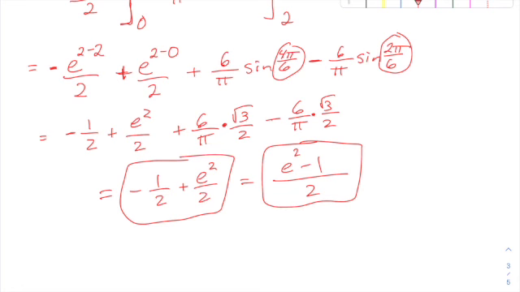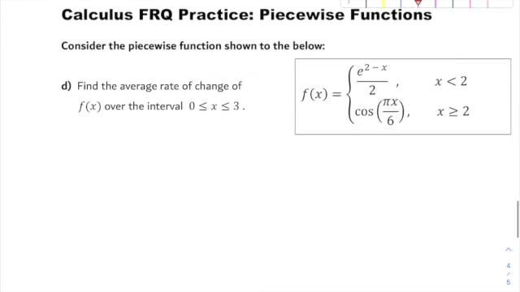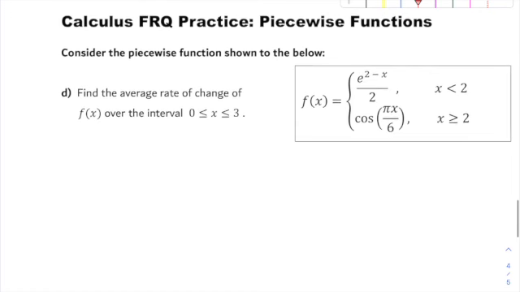Okay, so integrating a piecewise, taking derivatives of piecewise, we've done those. And now part D, find the average rate of change of the function over the interval 0 to 3. Average rate of change, right? Average rate of change, that's essentially just average slope. That's the slope of the secant line, right? That's easy stuff. y2 minus y1, f of b minus f of a over x2 minus x1, b minus a.